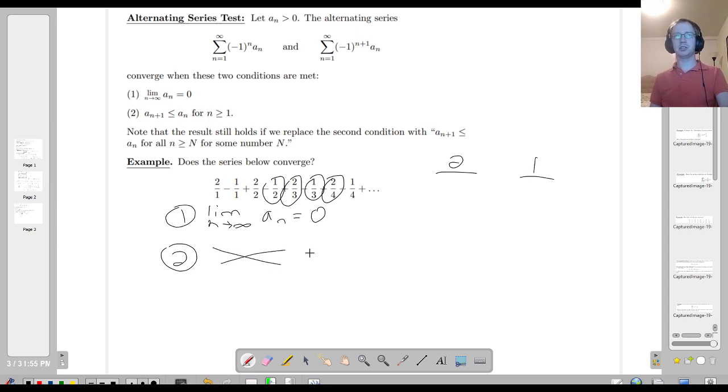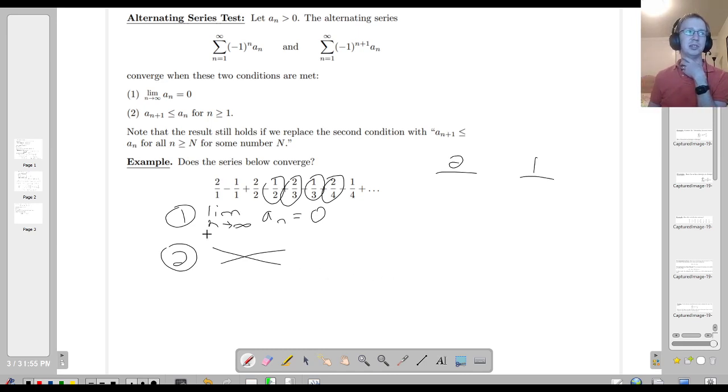Now here's the temptation. The temptation is to say, well, because number 2 isn't true, let's just go ahead and say it diverges. But that's not really how this works. The alternating series test is only used to determine that a series converges. It's never really going to be useful to tell us that a series diverges. So this thing still might converge or it might diverge, but I'm going to have to turn to a different tool to determine what happens here.